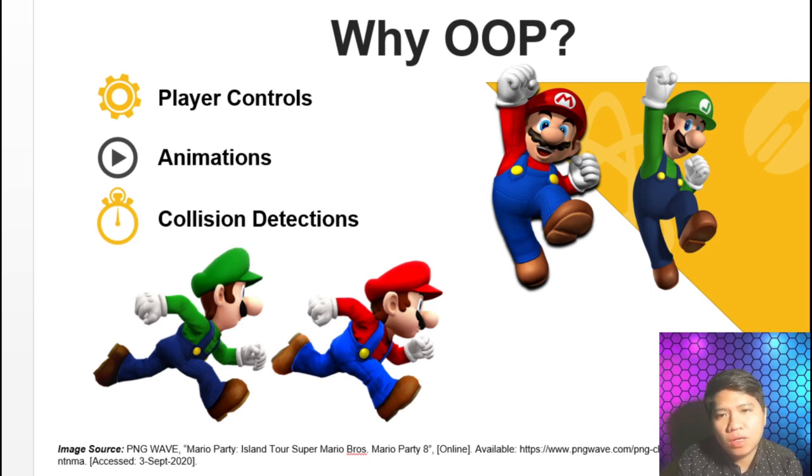Same with animations. Why will we create separate animations? Why would we also create a separate collision detection? These collision detections are what we need to put in every character of a game to check whether it collides with another object. Let's say, for example, it hits an enemy or a hazard. That is collision detection. Again, in OOP, just like in game development, it is very useful.